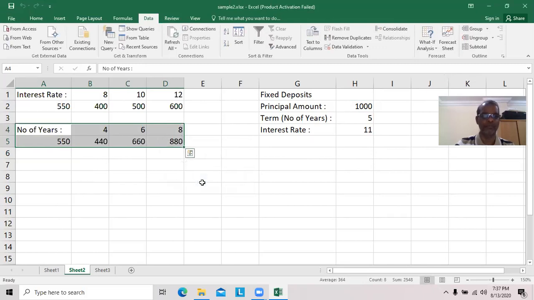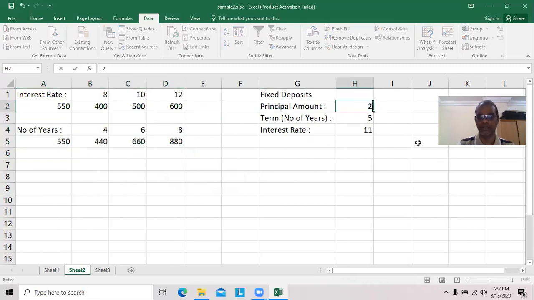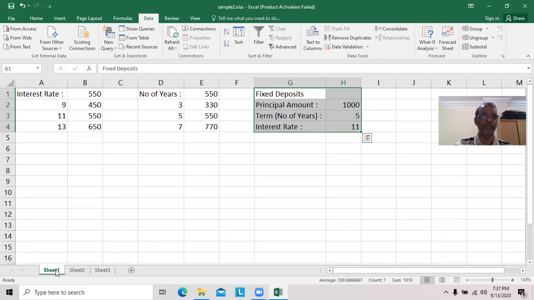Simply click OK here. What will happen, sir, if principal amount is changed? This is for only 1000 rupees. Now place the cursor here, 2000. This will be changed. Everything will be changed. 3000 rupees. Okay, this is a concept called one variable data table row oriented as well as one variable data table column oriented.